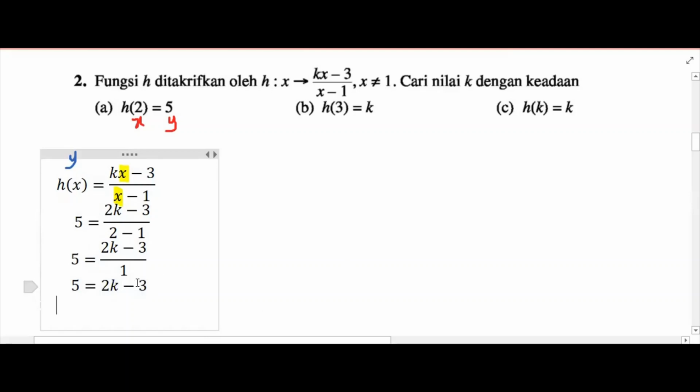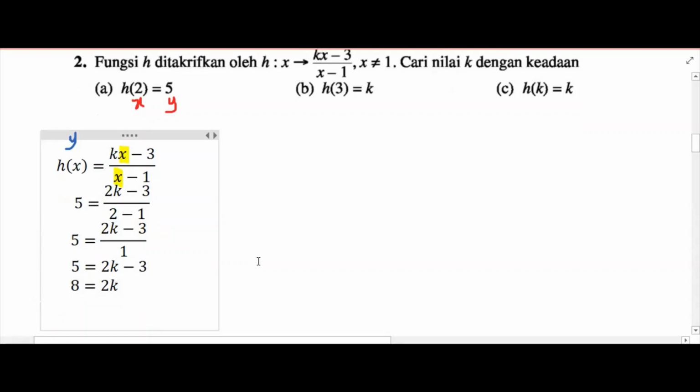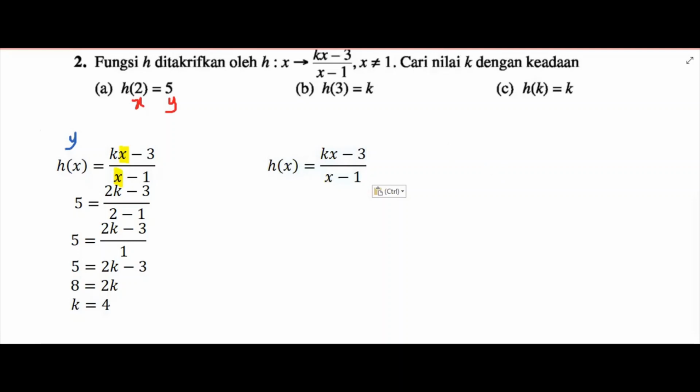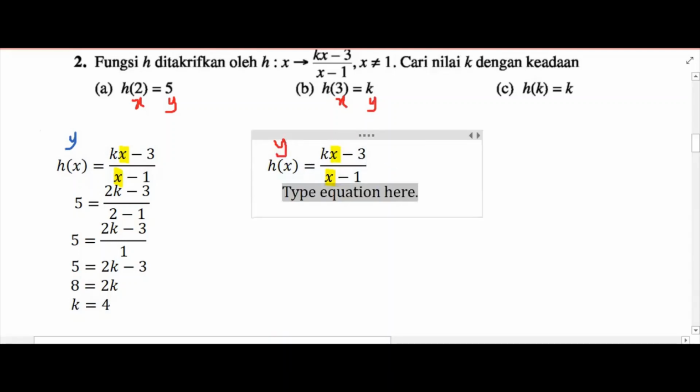Negative 3 moves to the left, becoming positive 3. 5 plus 3 is 8. So this is 2k, 2k equals 8. 1k equals 8 over 2. 8 divided by 2 is 4. Okay, now I do for B. This is x, so this time my x is 3. My y is k. Remember, h(x) is y. So my y is k.